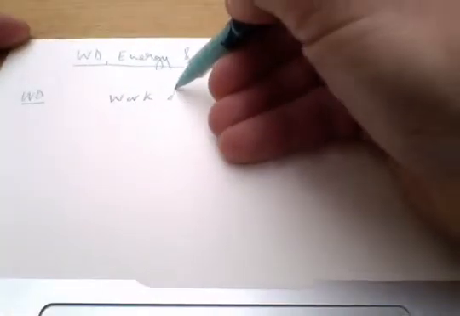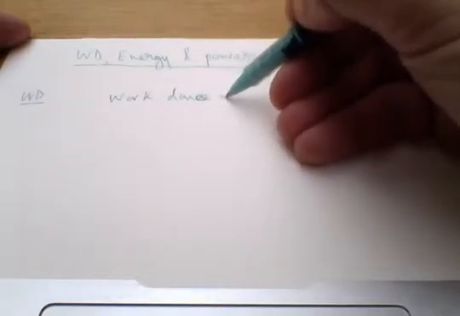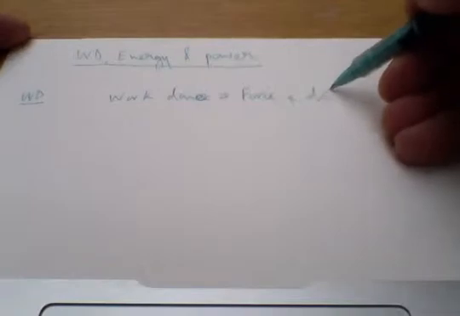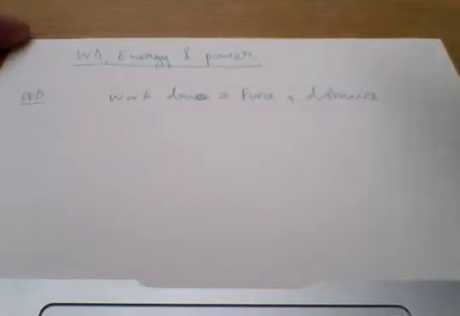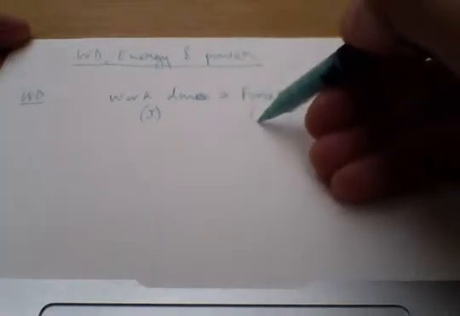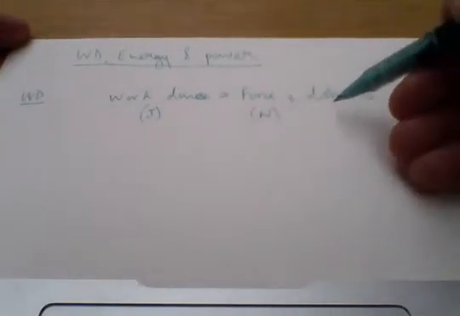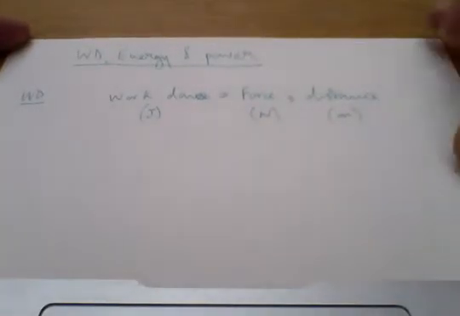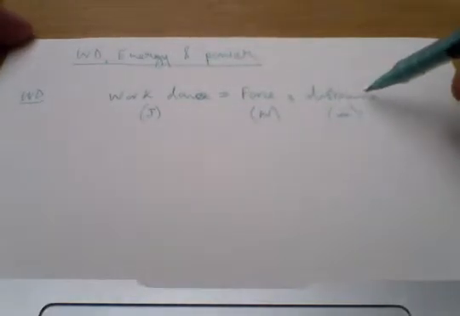Okay, this is quite a simple equation. It says work done is equal to the force times by the distance covered. It's usually measured in joules. The force is measured in newtons and the distance is measured in meters. Now, there's a little subtlety to the distance thing, and I'll explain through a diagram.